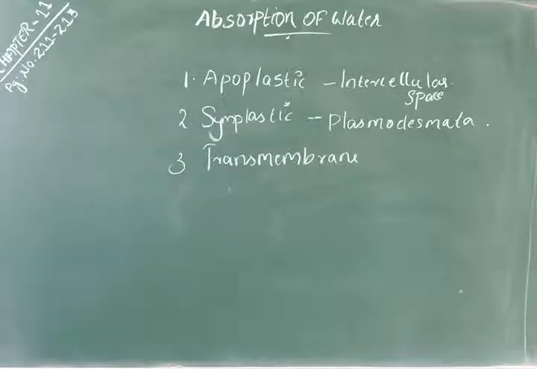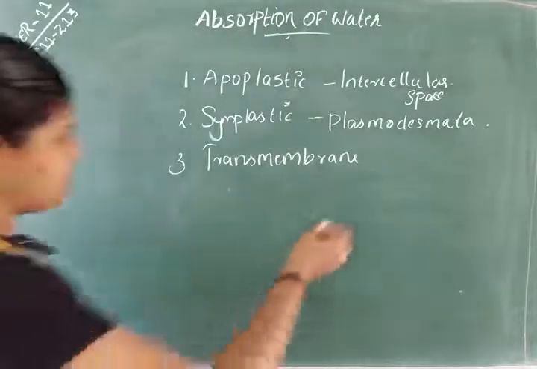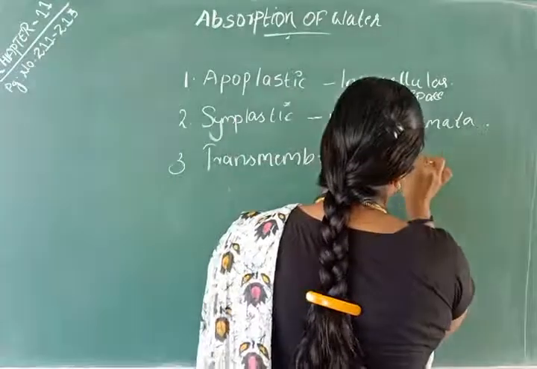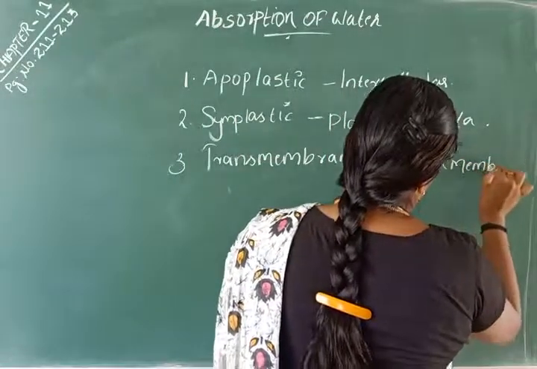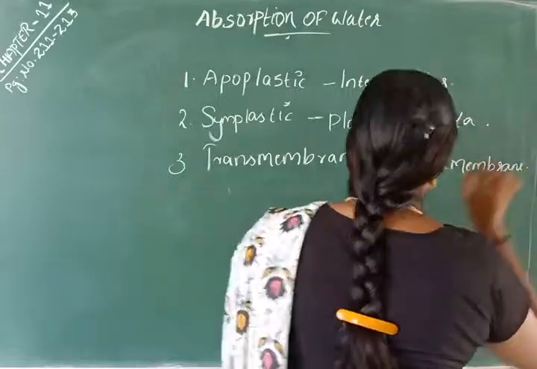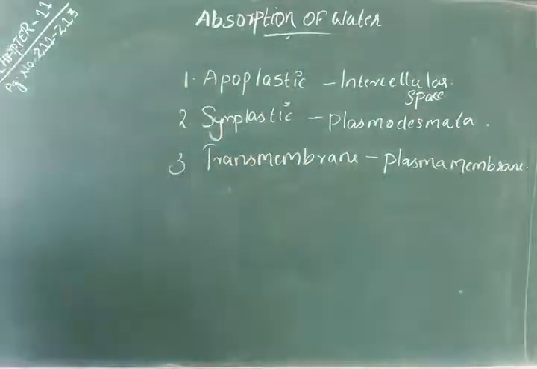Then, transmembrane route. Transmembrane route means water flows through the plasma membrane. So, water can enter into the cell and exit from the cell. So, there are three pathways: apoplastic pathway, symplastic pathway and transmembrane pathway.